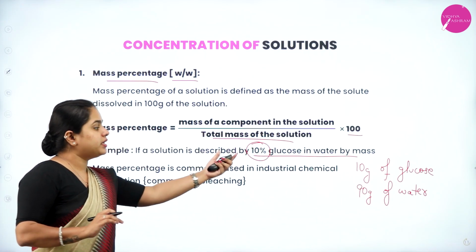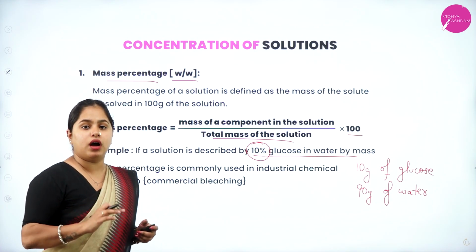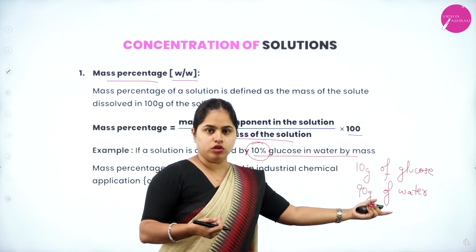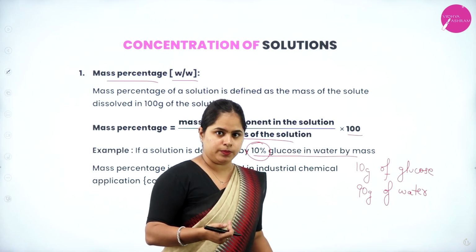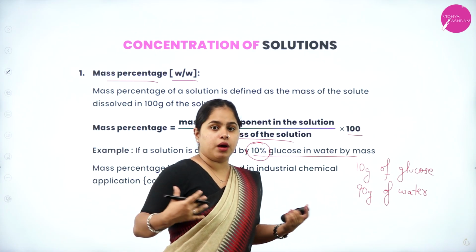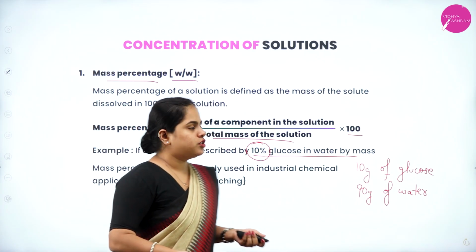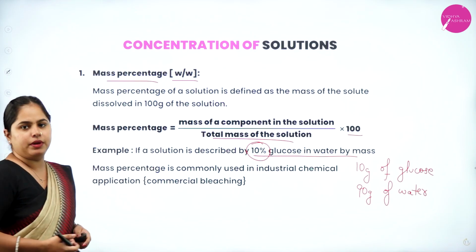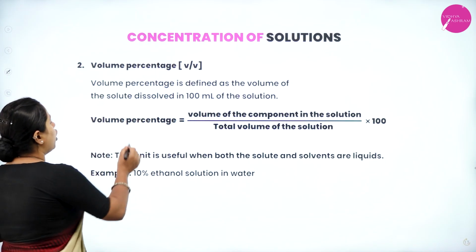Clear? So just by seeing the 10%, what you have to identify or understand from that is that 10 gram of glucose is dissolved in 90 gram of water, or 10 gram of glucose is dissolved in 100 gram of solution. Clear? So this is mass percentage. It is commonly used in industrial chemical application. Right.